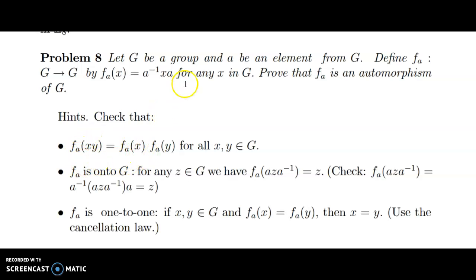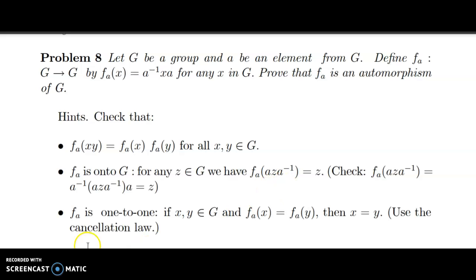So F sub A is a group homomorphism, and it remains to prove that it is a bijection. A group homomorphism that is a bijection is a group isomorphism, and a group isomorphism from G to the same group G is called a group automorphism. So it remains to prove that Fa is onto G and Fa is 1 to 1. And we are done.